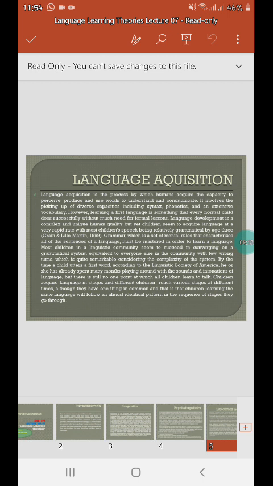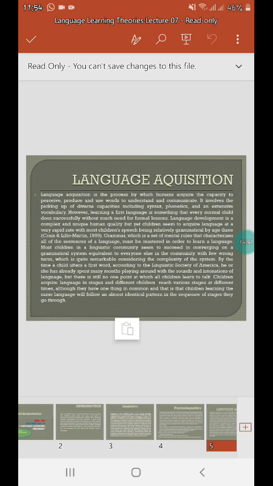What is language acquisition? Language acquisition is the process by which humans acquire the capacity to perceive, produce, and use words to understand and communicate. It involves the picking up of diverse capacities, including syntax, phonetics, and an extensive vocabulary. However, learning a first language is something that every normal child does successfully without much need for formal lessons.